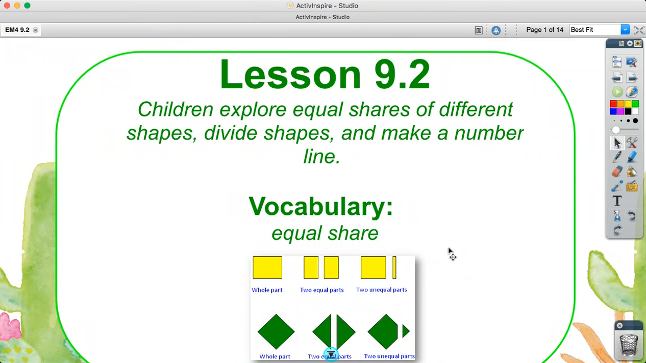Hi, second graders. Today's lesson is lesson 9.2. Today's lesson objective: children explore equal shares of different shapes, divide shapes, and make a number line. The vocabulary for today's lesson: equal share. These are equal, these are unequal. Let's get started.